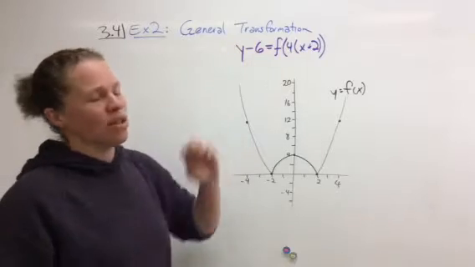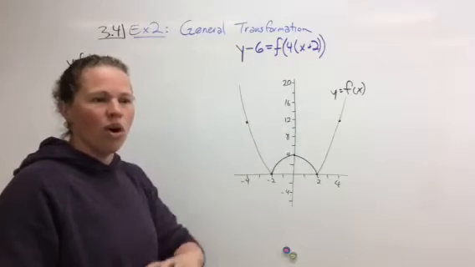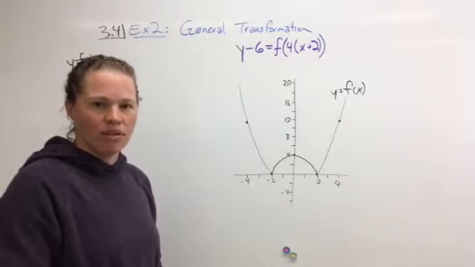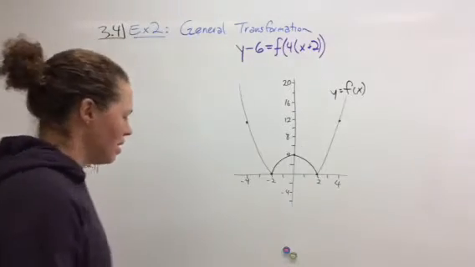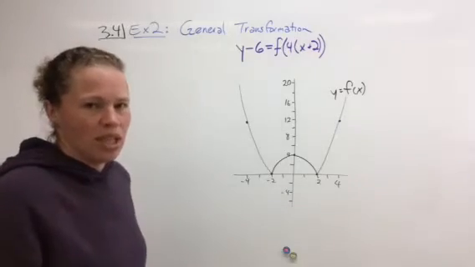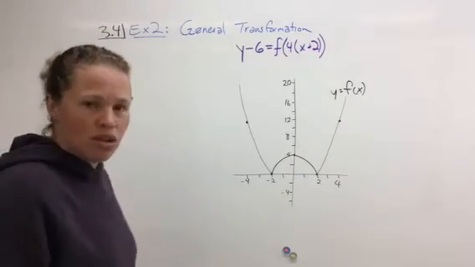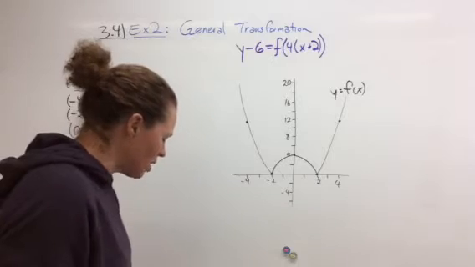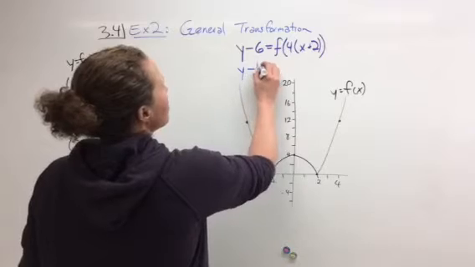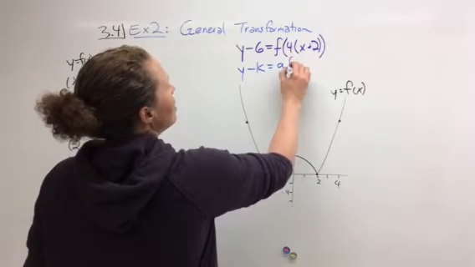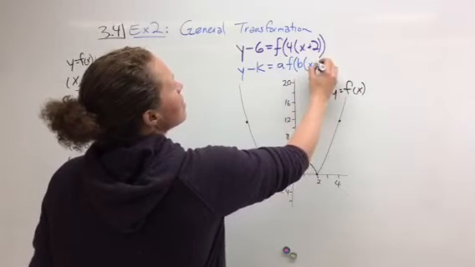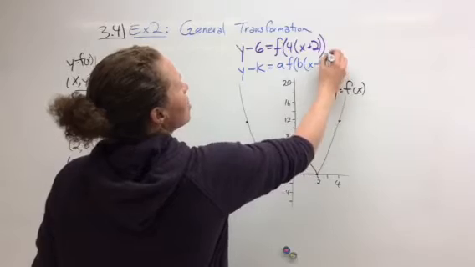So when it says general transformation, what it means is you're going to do all of the transformation stuff at once, just one general one, and then you're going to have your final graph. So it's a little tidier. So they give you a gorgeous, gorgeous formula to use on page 222 of your textbook. And what that formula looks like is y minus k equals a times f of b times x minus h, like that.